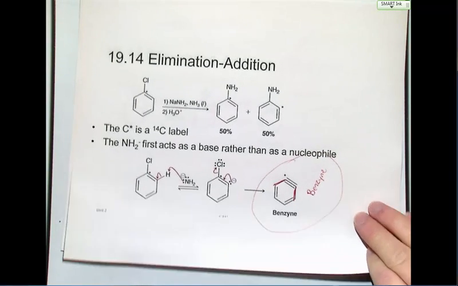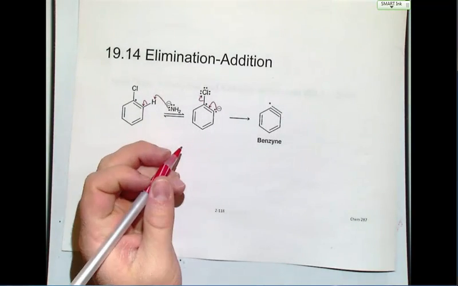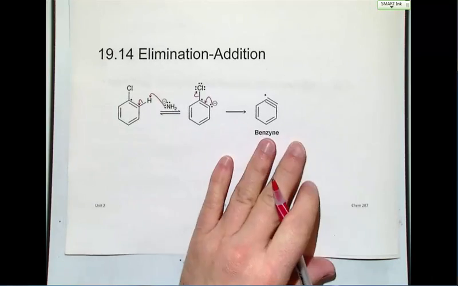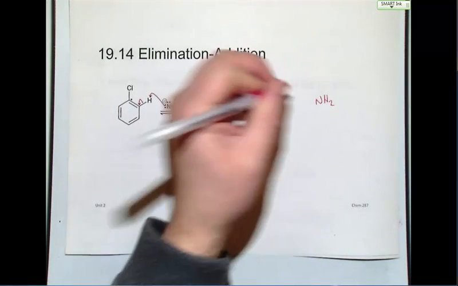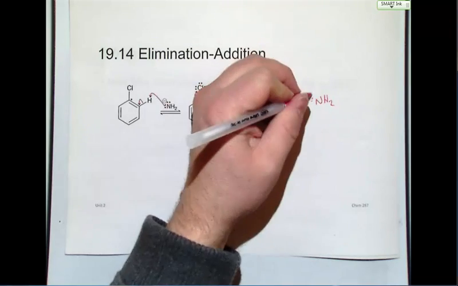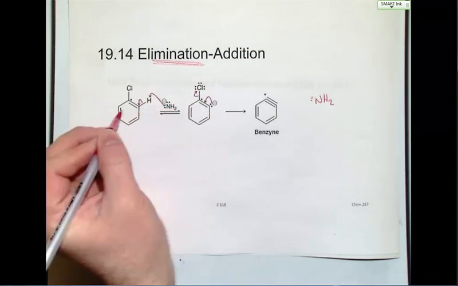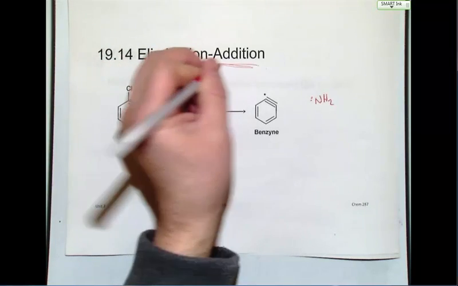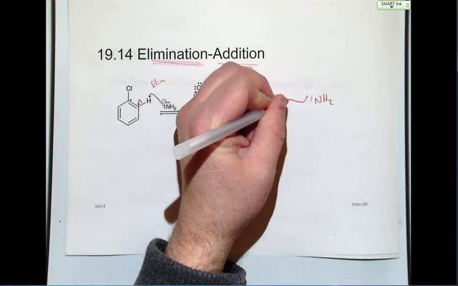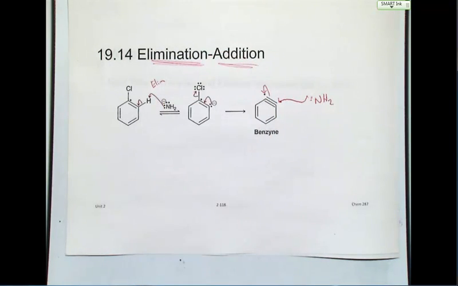And so it's acting first as a base, and then what happens after it acts as a base? It then acts as a nucleophile. So first we did an elimination. That was to make this. So this is an elimination step. And now we have to do the addition step, and that's just where the nitrogen attacks that. Pushes the electrons.